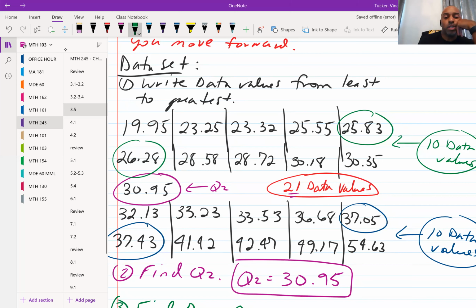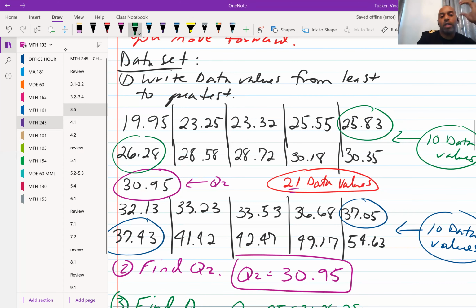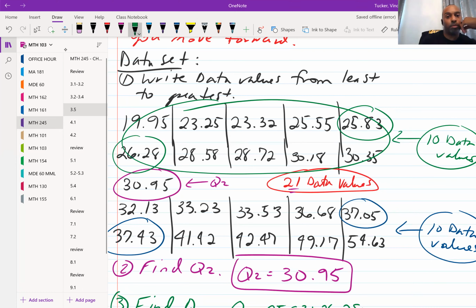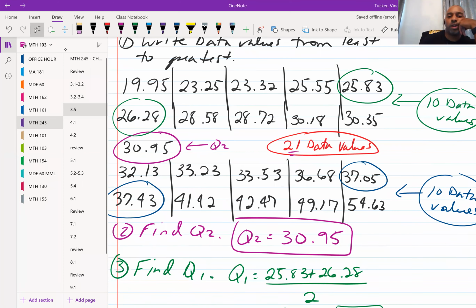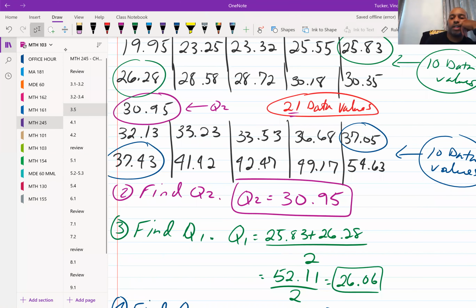All right. So as I listed them, it enabled us to just go ahead and pick out what Q2 was. Now, there are 10 data values. You need to find Q1 now. There's 10 data values in this lower data set. So that's an even number, which means there isn't a legit middle value. So I need to take the two middle values, add them together and divide by 2. So that's what we did right here. 25.83 plus 26.28, add them together, divide by 2 gives us 26.06 as Q1.